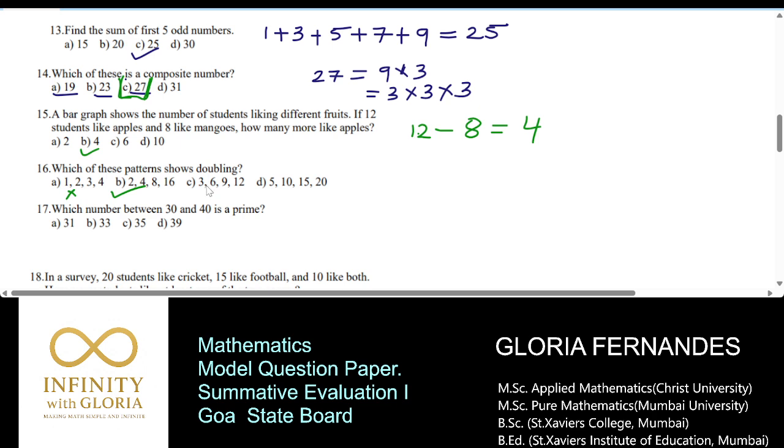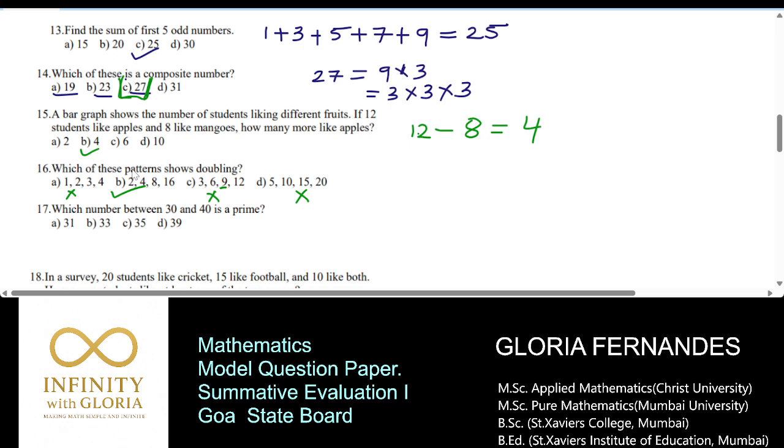Now here in the third one, no need to check, but still I'm just telling you. Now 3's double is 6, but 6's double has to be 12, but they have 9, so that's why this cannot be. Here also 5's double is 10 and 10's double is 20, but here they have given 15, so this will also not be. So your answer is B.